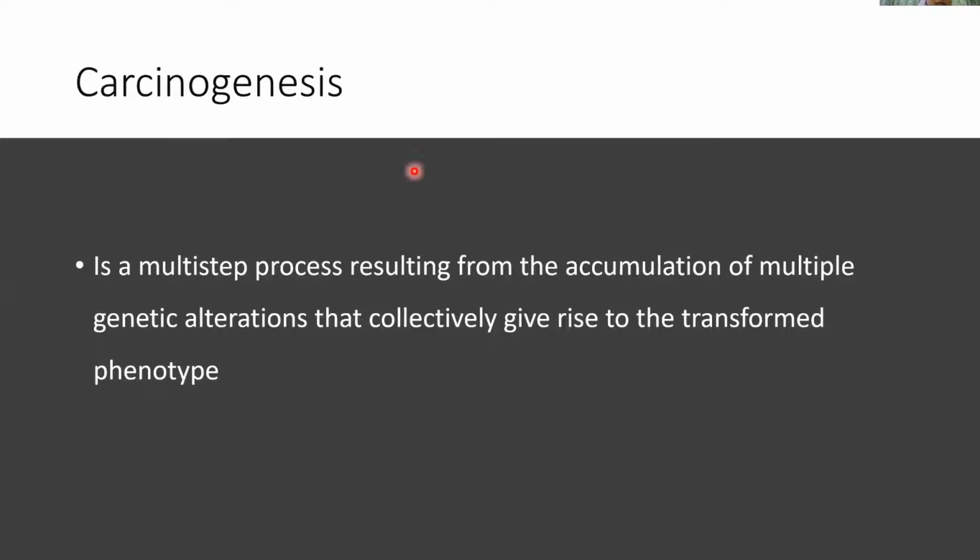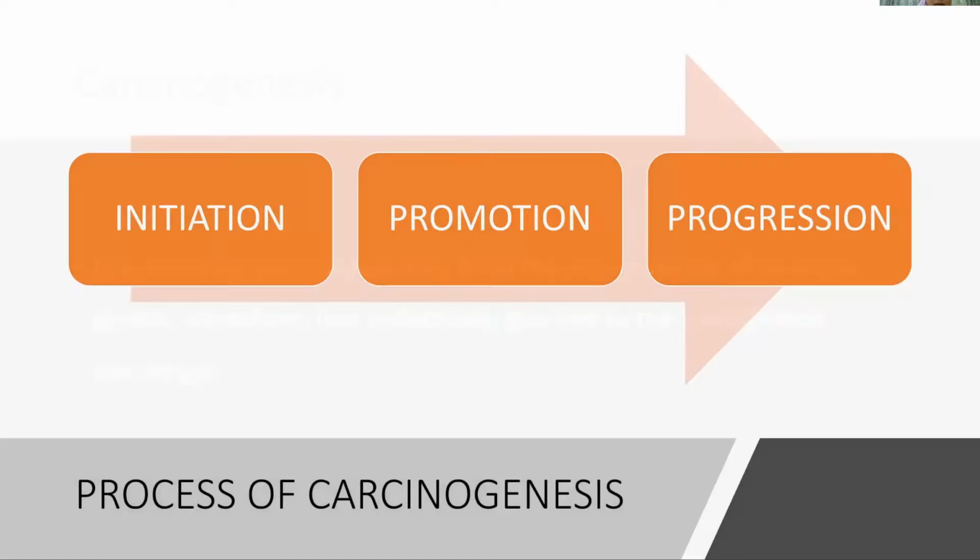The next topic is carcinogenesis. What is carcinogenesis? It is a multi-step process resulting from the accumulation of multiple genetic alterations that collectively give rise to the transformed phenotype. This is the full definition from the textbook. There are three processes involved in carcinogenesis: initiation, promotion, and progression. So we look at them one by one.